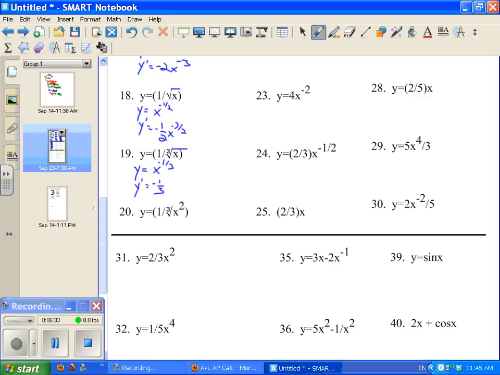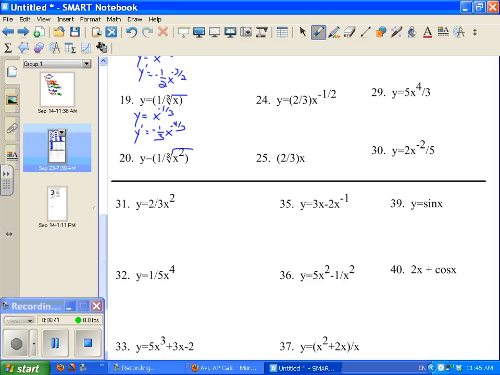Negative 1/3, x to the negative 4/3. Okay, how about this one? x to the negative 2/3. Okay, derivative, negative 2/3 x to the negative 5/3.